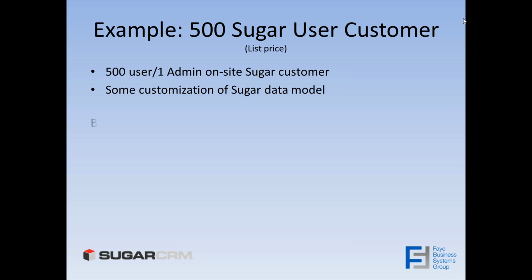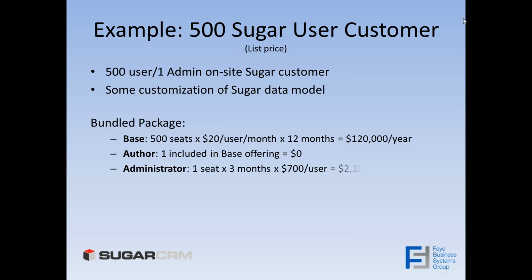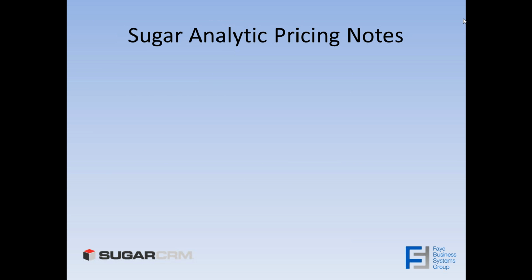Let's say you're a Sugar customer with 500 Sugar users. Let's say you've done some customization of the Sugar data model. Then what you would need is the base seats, 500 seats of Sugar Analytics, $20 a user a month. You get the one free author included in the base offering. You have an option to get additional, but let's just leave it at the one author for now. And then if you needed 3 months, just like I was saying, to customize the Sugar data model, then you would need that administrator module for the 3 months. So that's how it would look for a 500 user customer. And keep in mind, those are all list price.